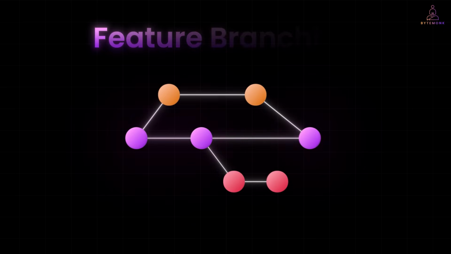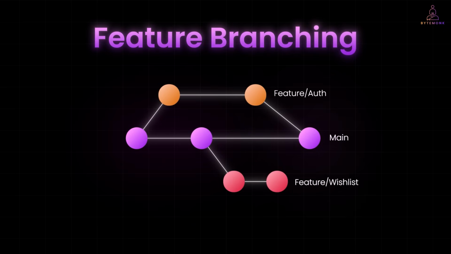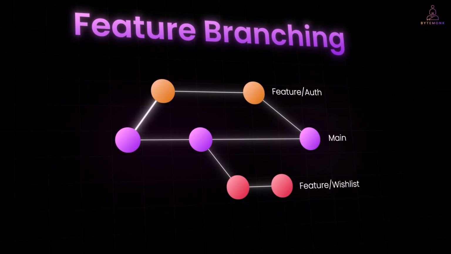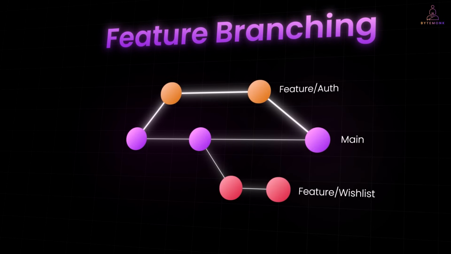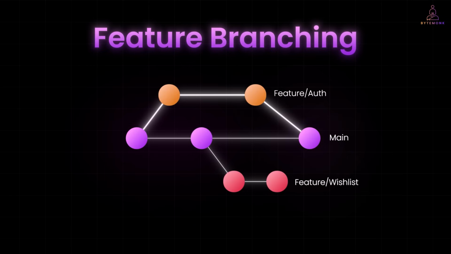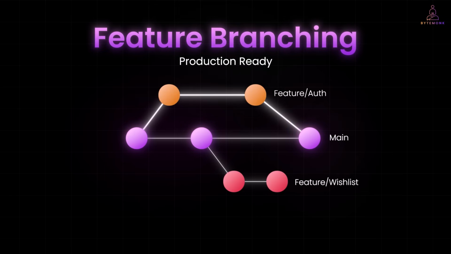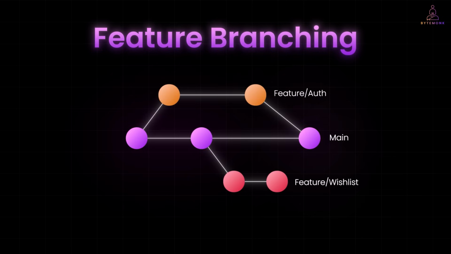Feature branching is a straightforward approach. For each new feature or bug fix, you create a dedicated branch off the main branch. You do all your work on that feature branch, and once the feature is complete and tested, you merge the branch back into the main branch, often via a pull request. The idea is that the main branch, for example main or master, always contains production-ready code, and all development happens in isolated branches. So say we have a main branch.